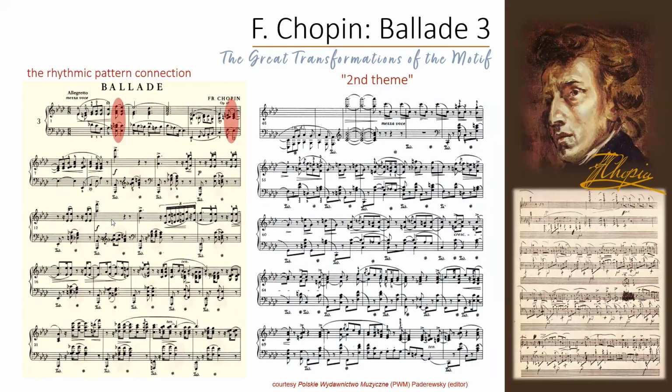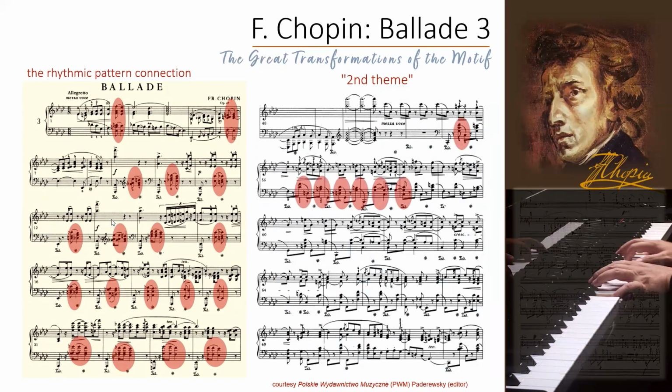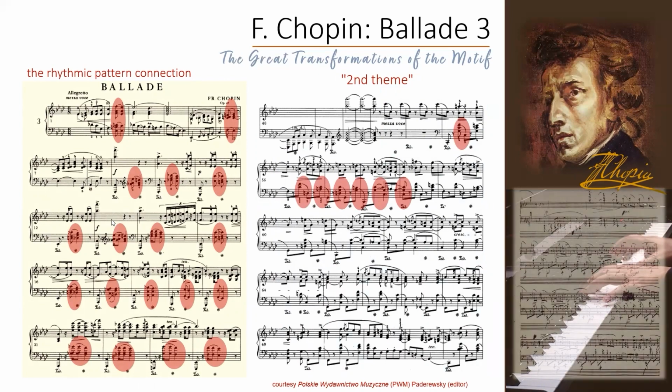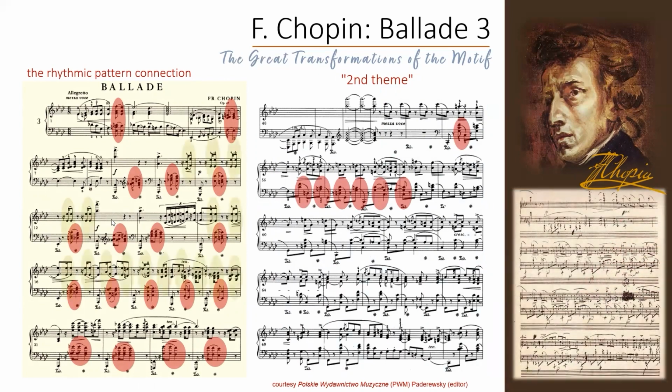Then it spreads all over the place, literally the entire ballade, not just this first page. This rhythmic pattern becomes the source of the galloping left hand in the second theme. The syncopated rhythm of the melody on the first page is also used in the second theme. It is amazing how efficient, yet so contrasting, that from the same material Chopin could create this beautiful second theme.